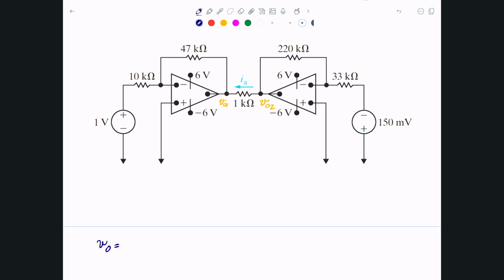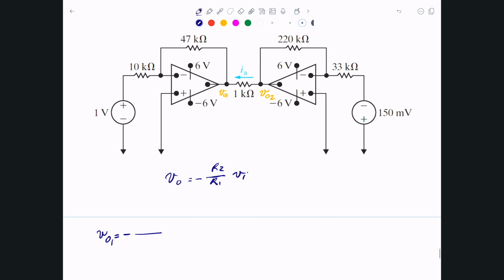I'll figure out what V output 1 is. Let me just write it. V output is typically negative R2 divided by R1 times the V input, and that's basically for an inverting amplifier. So what I'm doing right now is negative 47 kilo ohm divided by 10 kilo ohm times 1 volt, and that basically will be the value of V naught. And we can write it in terms of that.